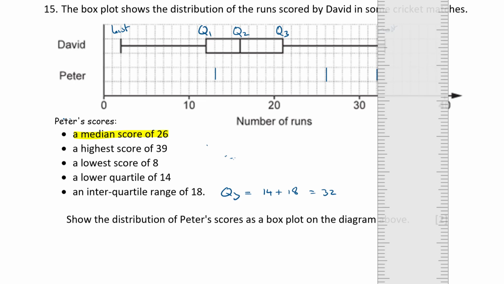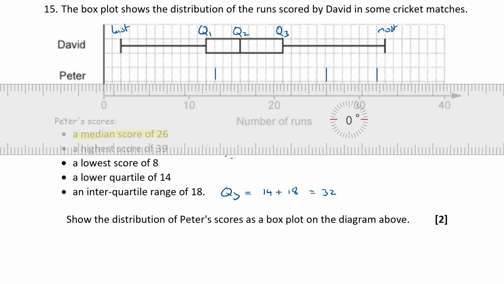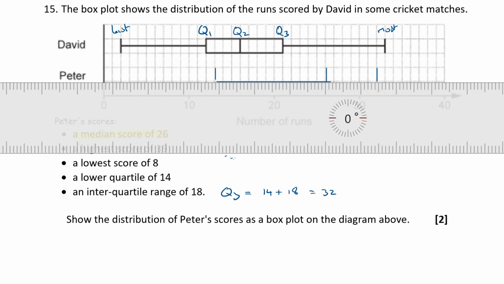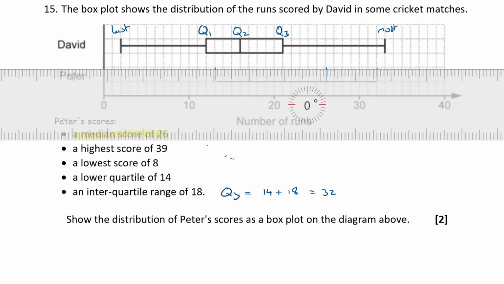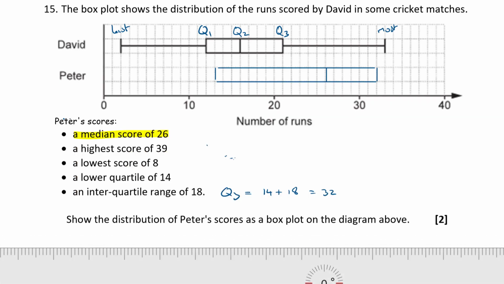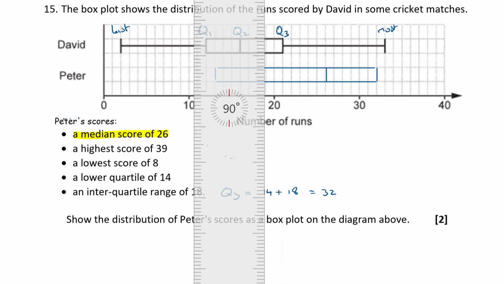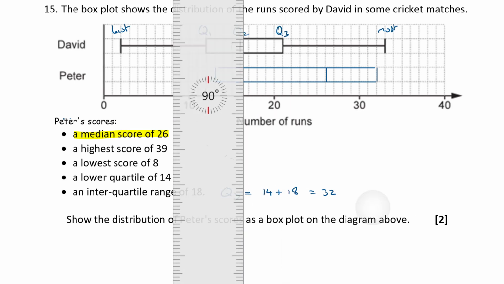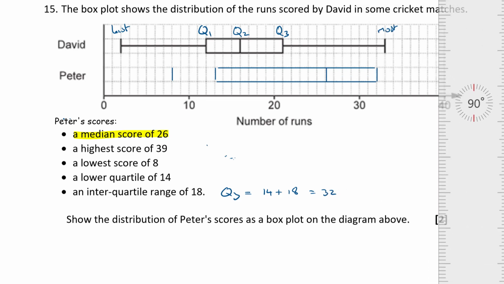Okay, so I've got my 3 lines that make up the box of the box plot. So let's just finish that bit off. So there's my Q1, the lower quartile, Q2, the median, and Q3, the upper quartile. So then all I need to add to my diagram now is the lowest score and the highest score. It's got the lowest score of 8. So 10, 9, 8 is there. And the highest score is 39, so one less than 40, it's up here.